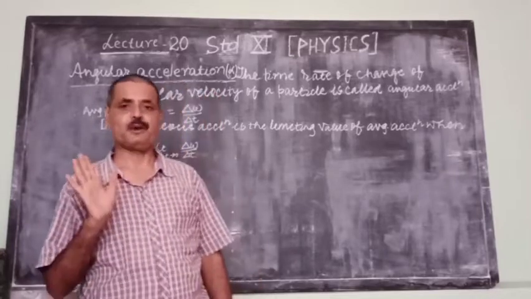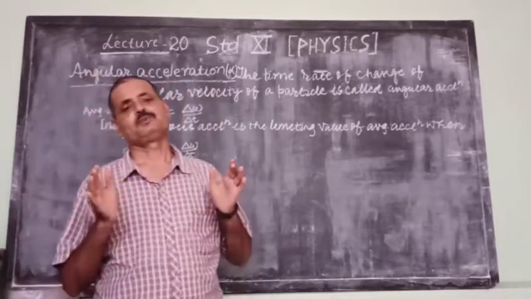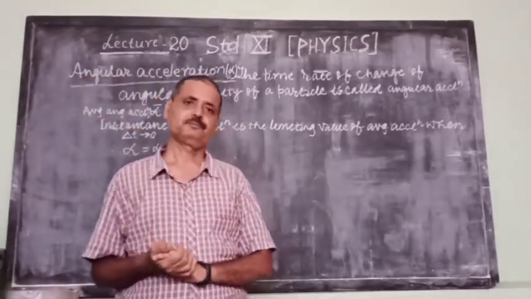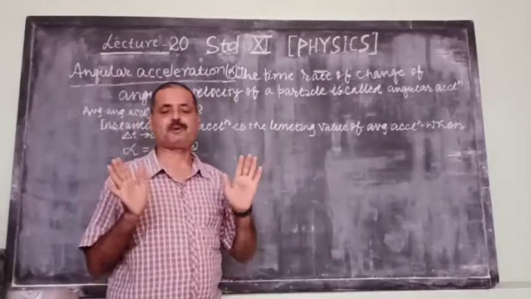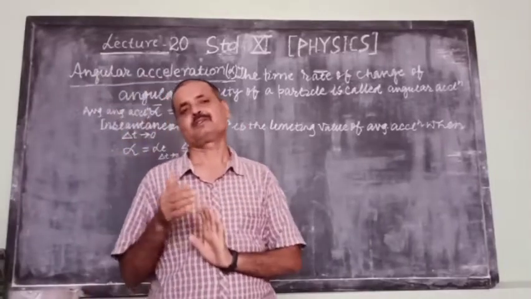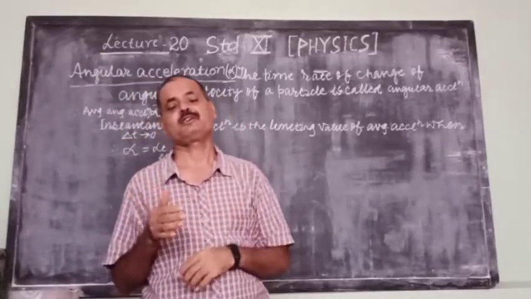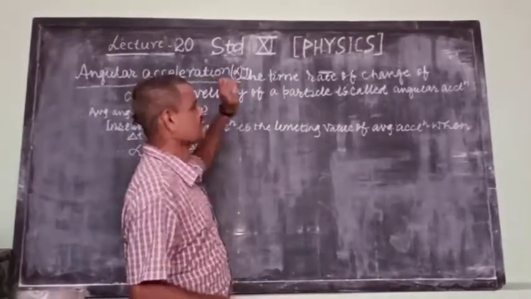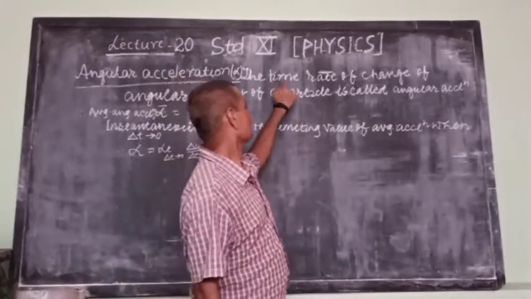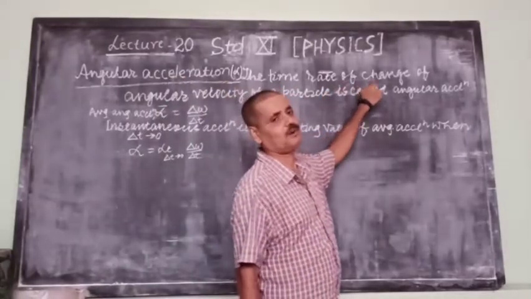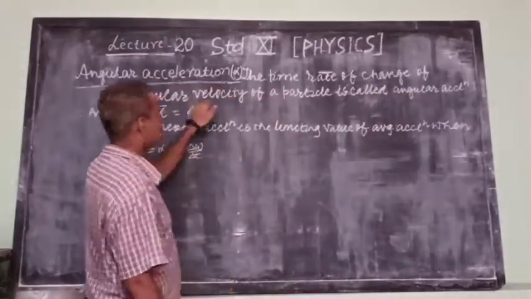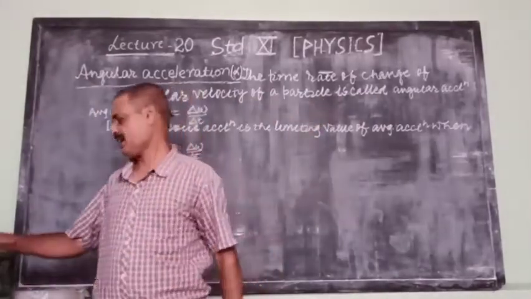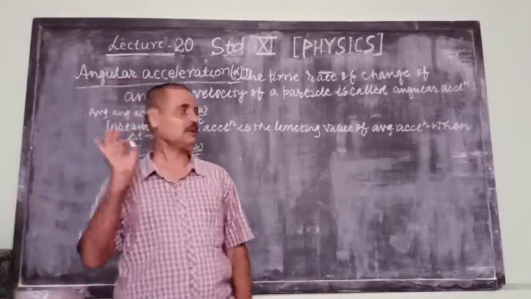Lecture number 20. Today we will calculate angular acceleration. First of all, we are all familiar with acceleration. The rate of change of velocity is called acceleration, but the term here is angular acceleration. So the time rate of change of angular velocity of a particle is called angular acceleration.